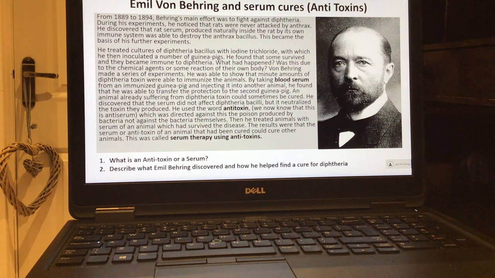And then you've also got who was he? Describe what he discovered and how it helped cure a deadly disease, diphtheria. Okay, and his work on guinea pigs, rats and so on. That in itself is a lot of reading. Okay, and I know there's a lot of steps, but if you wanted to press pause and have a go at that, then you can do.